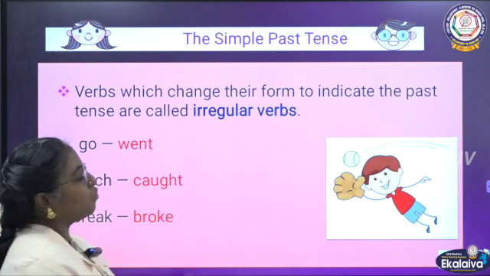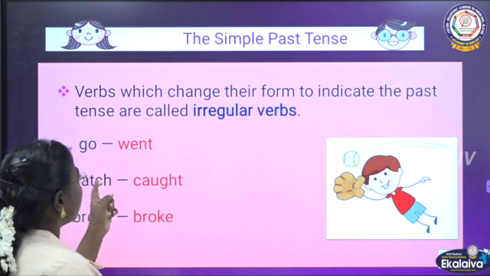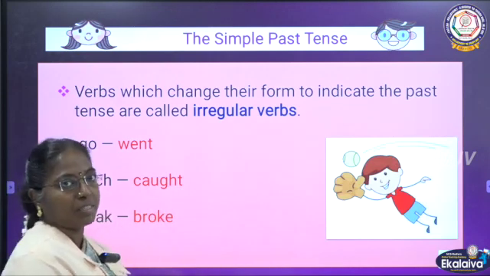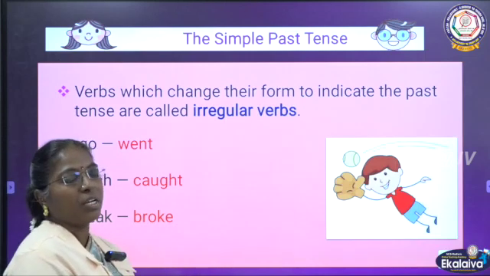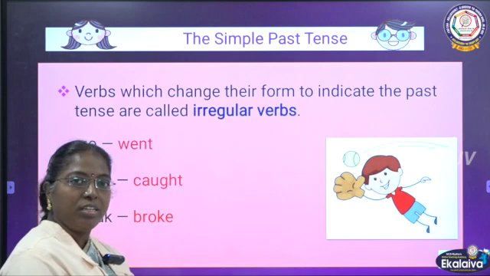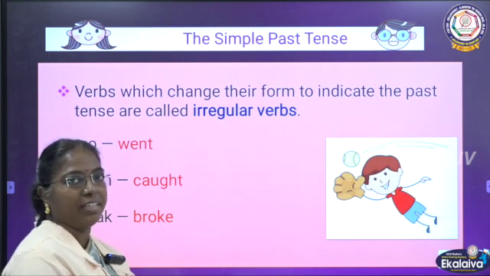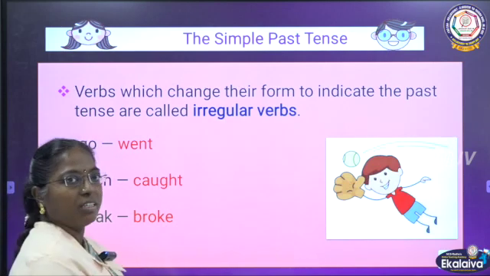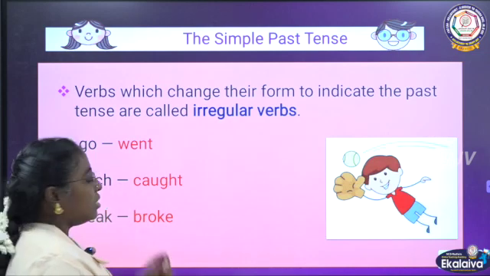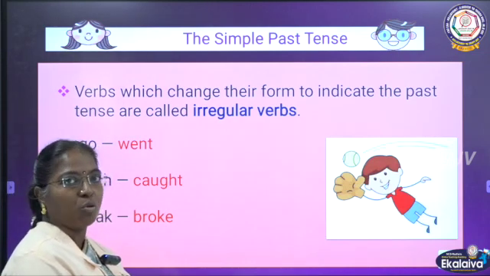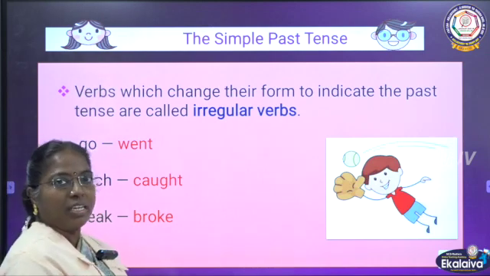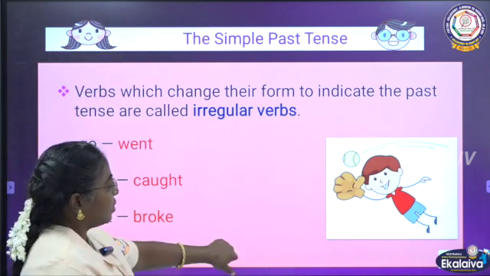Verbs which change their form to indicate their past tense are called irregular verbs. For example, go, went. Here, we are not adding d or ed or ied. It is totally different. Okay. Go, went. Catch, caught. Break, broke. Then sing, sang.